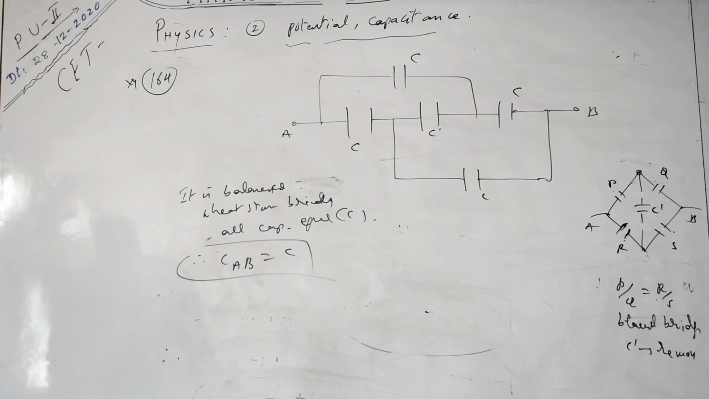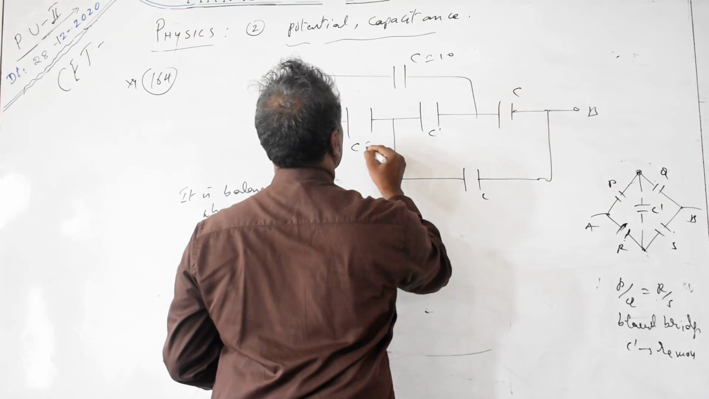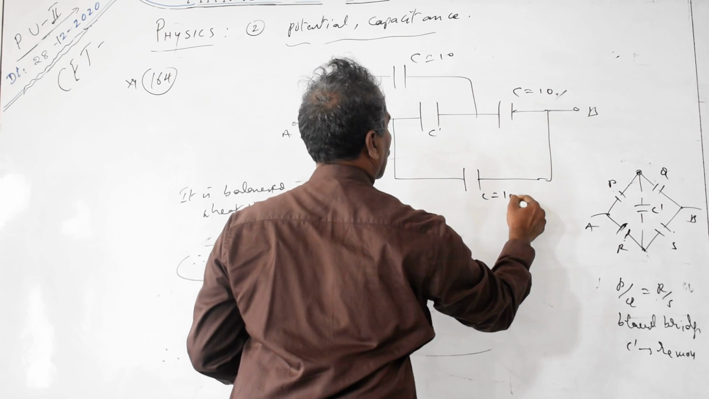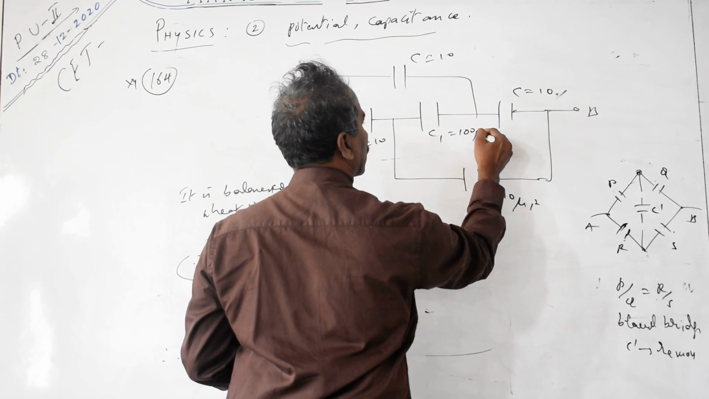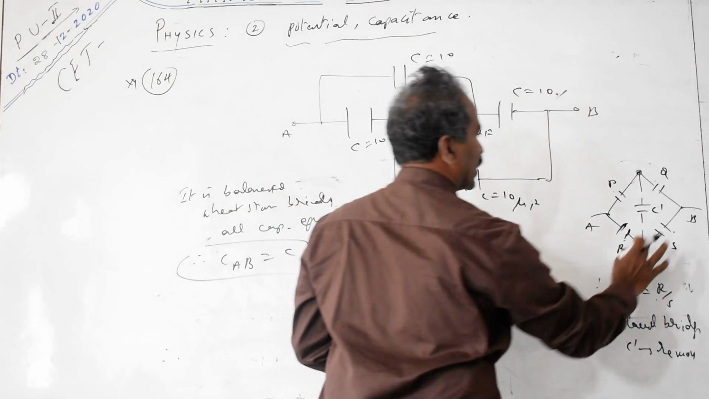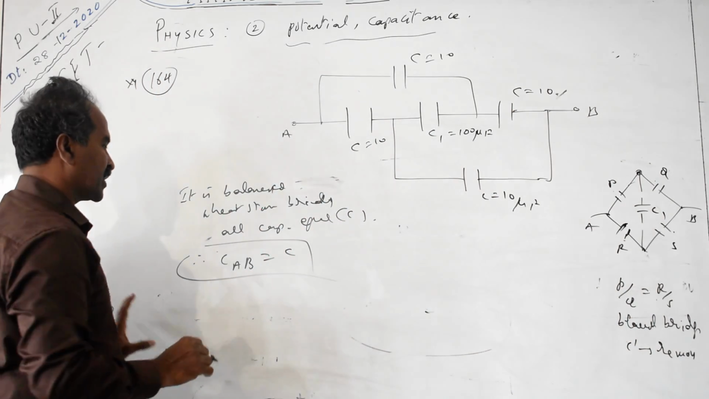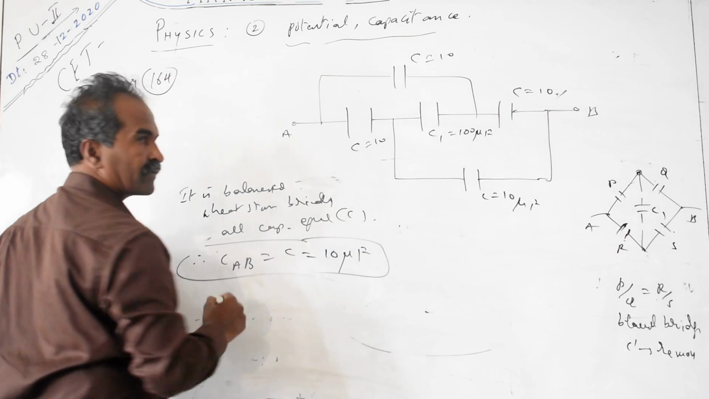So each value is given for CAB. The data is given as C equal to 10, and that C prime is given as C1 equal to 100. This is 10, this is also 10, this is also 10, all in microfarads. But this one is given as C1 equal to 100 microfarads. Whatever it is, it doesn't matter because we are removing it. Whatever value is given, don't bother about it. So the result is C. C equals 10 microfarads is the answer.